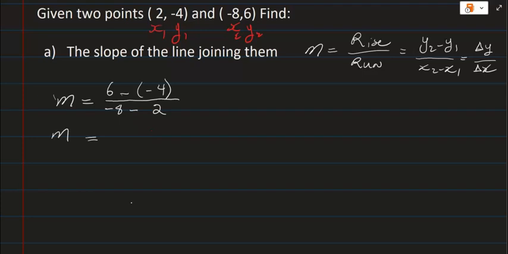6 minus -4, that's 10. This is the plus minus beside each other, two negative signs beside each other, that would be a plus. You're adding the two values. -8 minus 2, that's -10. So this slope here is negative 1. So that's the slope of this line segment joining these 2 points together.